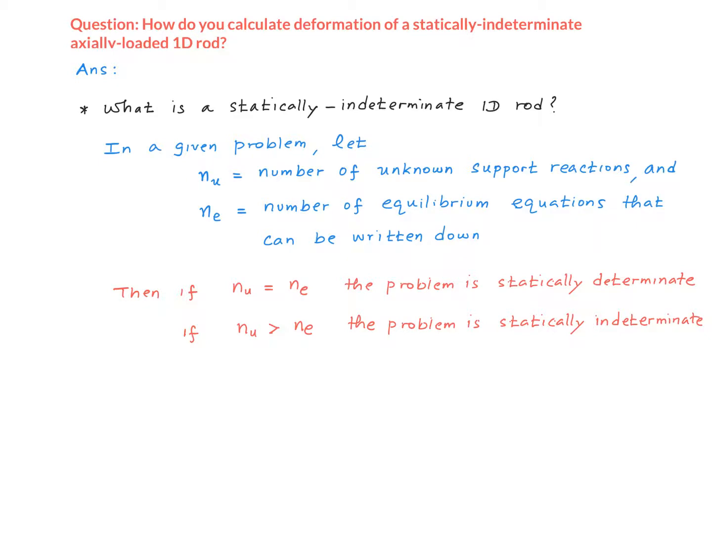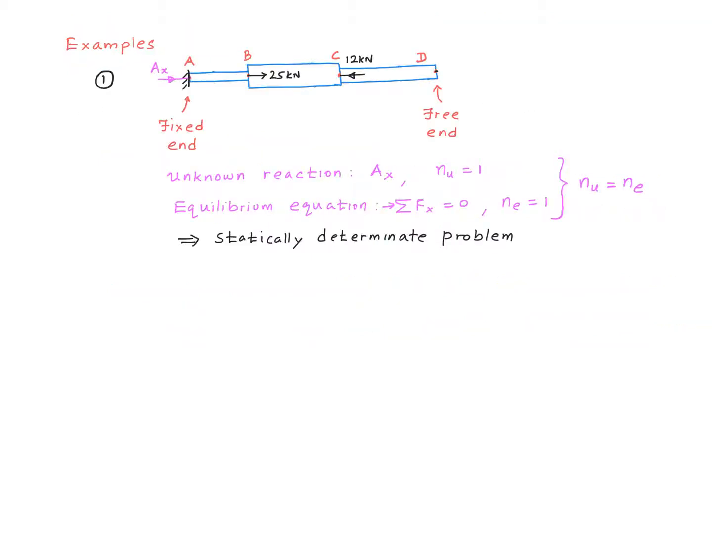On the other hand, if n_u is greater than n_e, that means the number of unknowns is more than the number of equations we can write down, then the problem is statically indeterminate. We don't have enough equations to solve for all of the unknowns on the basis of equilibrium alone. So let's look at some examples, and here's one.